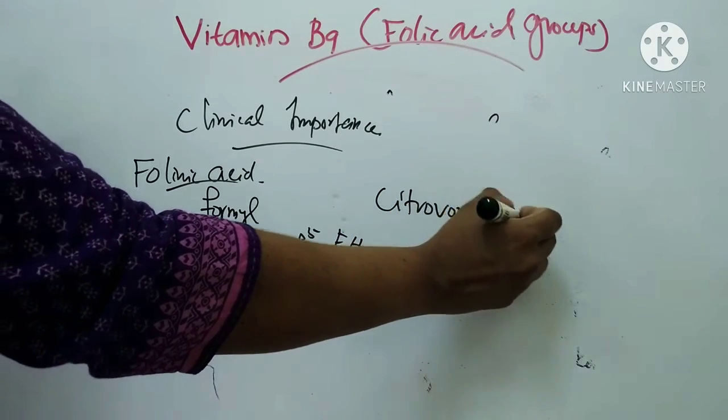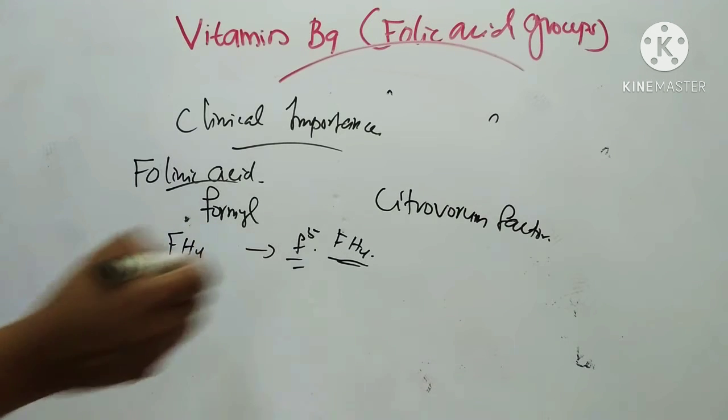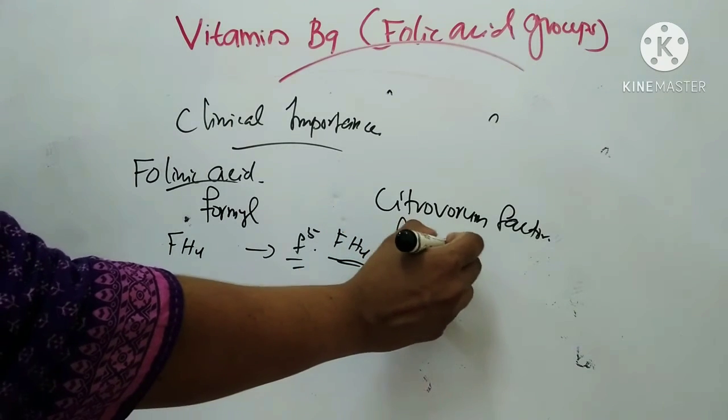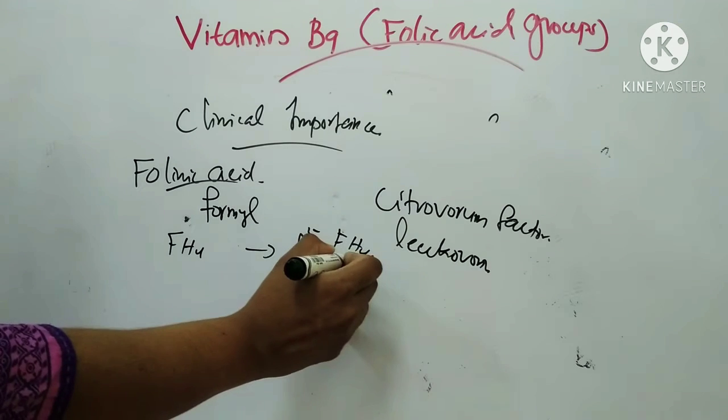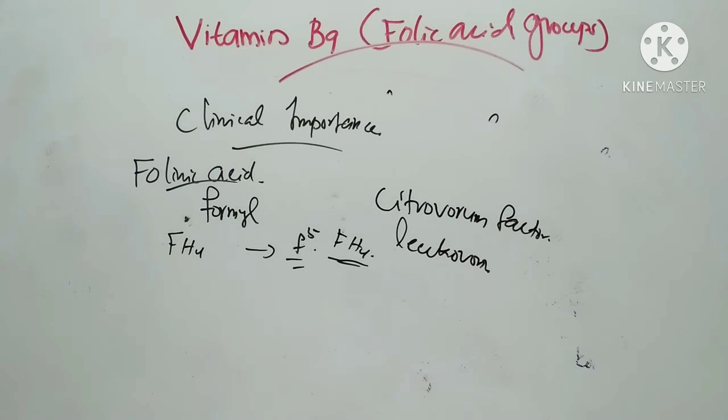Citrovorum factor. This is folinic acid. The structure of folinic acid is similar to that of folic acid. The difference is that it is the reduced tetrahydro form with a formyl group at position 5. It is also called leucovorin.